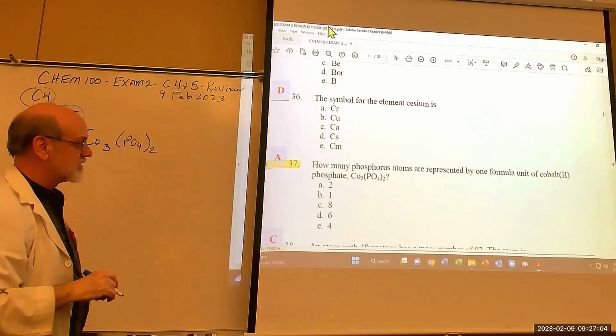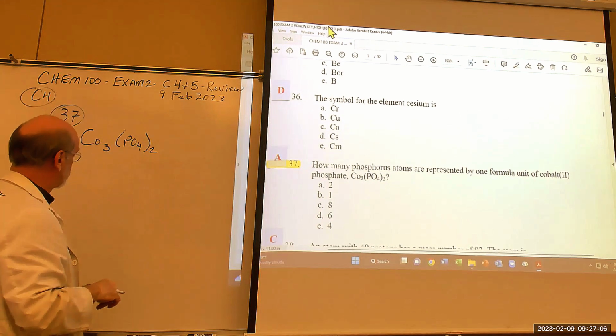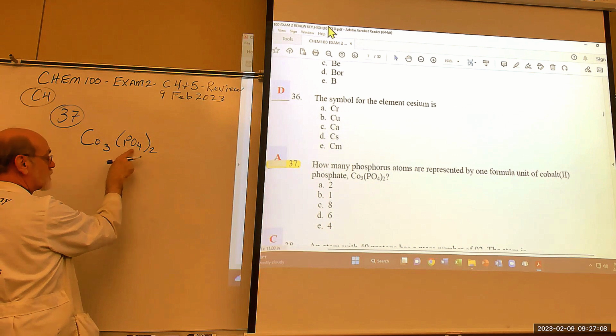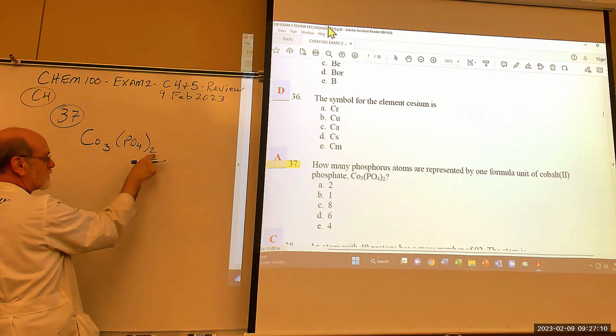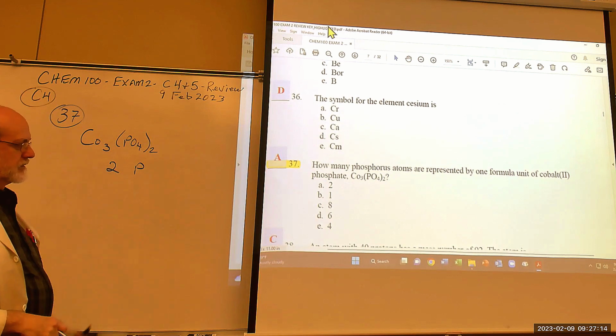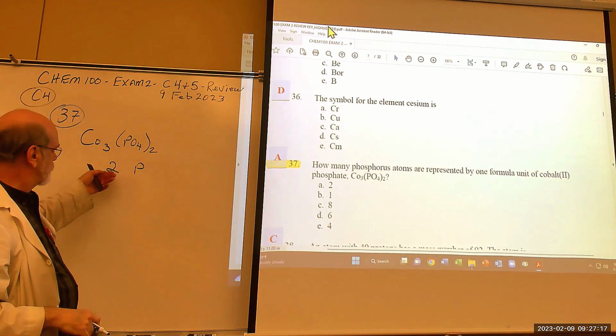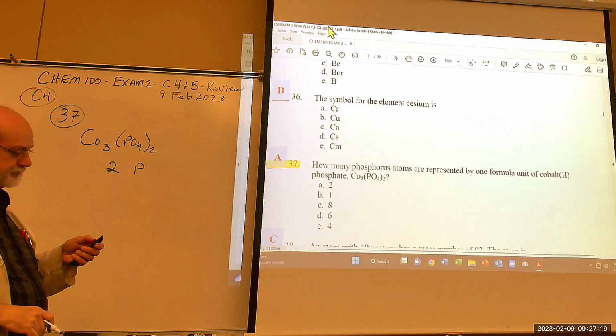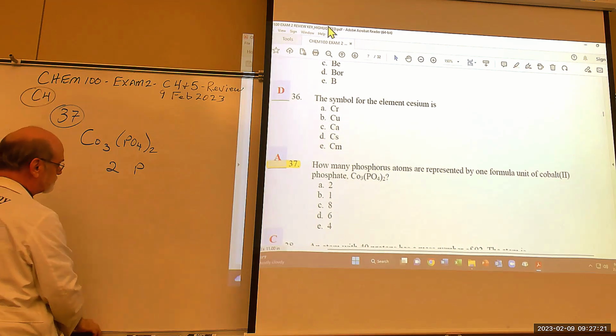Okay. Question is, how many phosphorus atoms are there? Right. Well, we have one phosphorus for each of the phosphates, but we have two phosphates. So there are two phosphorus atoms represented by that unit, by that formula.